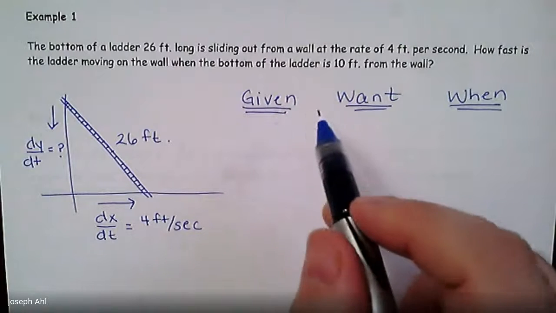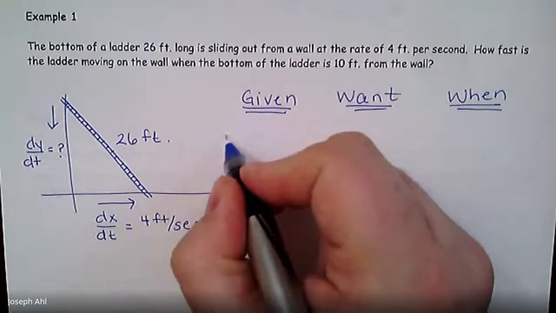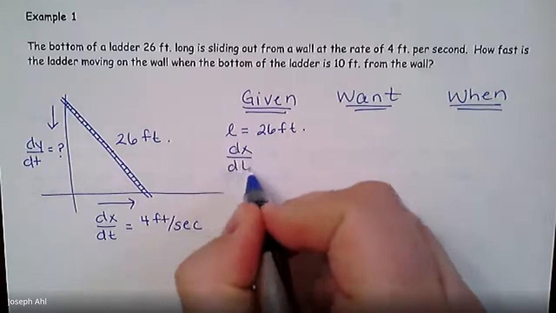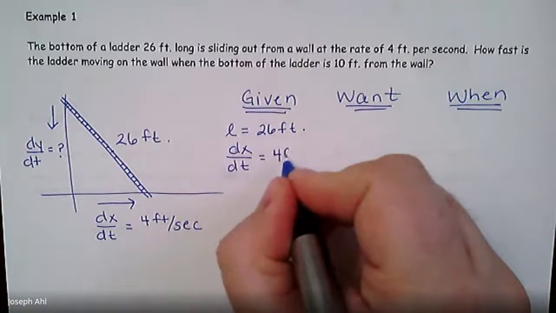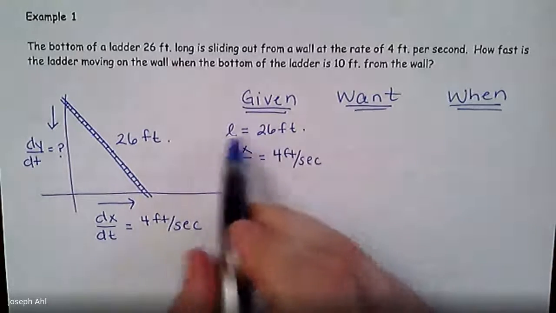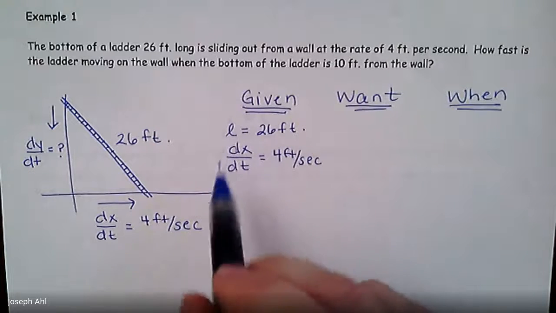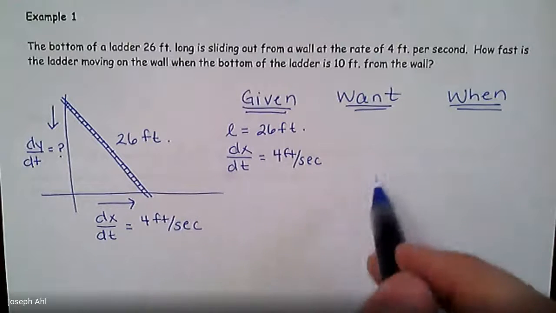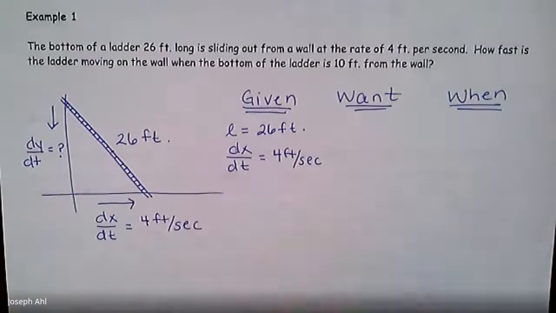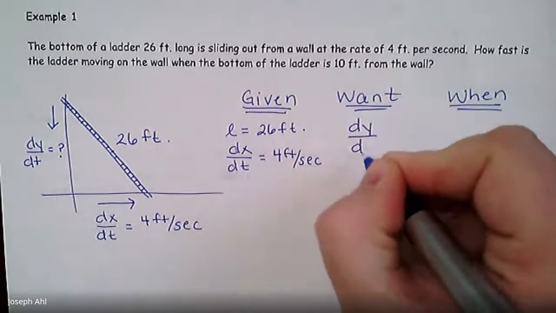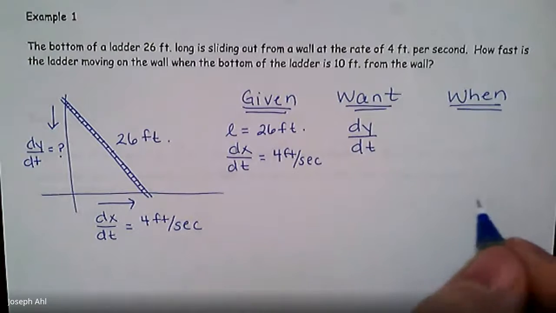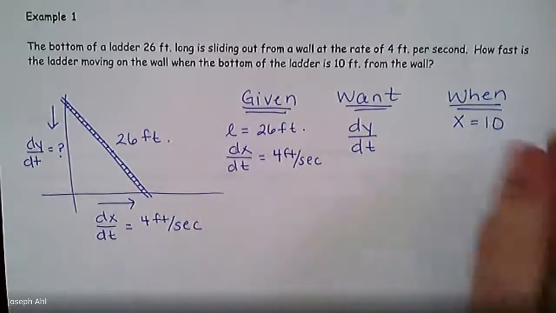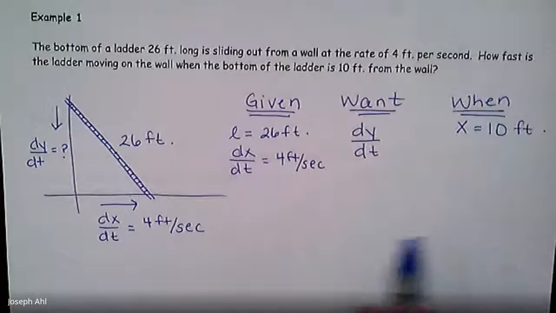Okay, well, the given information is we've got our ladder of length 26 feet. And we have the change in x with respect to t, which is 4 feet per second. So we know the length. We know the rate of change as the ladder moves to the right. What we want in the end is the rate that the ladder's moving down the wall. So we want dy/dt. Specifically, we want that when the ladder is 10 feet from the wall. So we want that when x is equal to 10 feet.